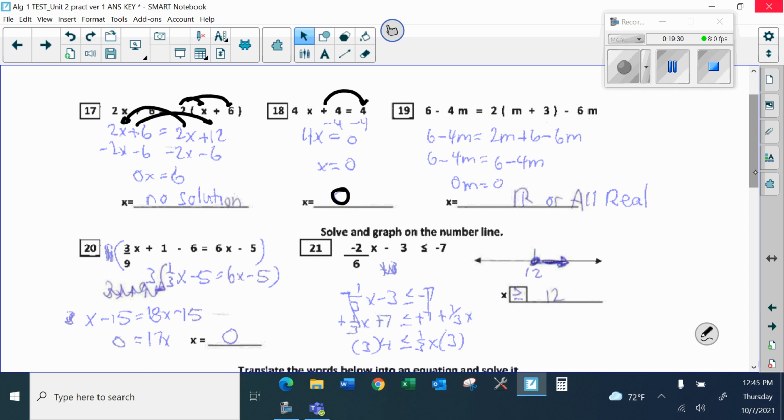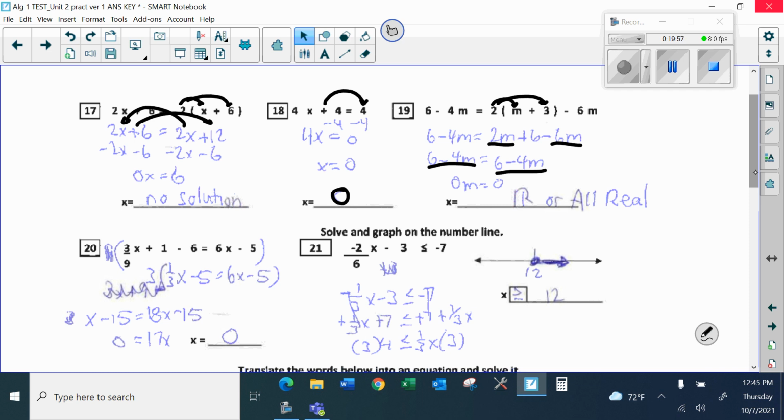19, distributive property, and then combine like terms, 2m plus 6 minus 6m. Now I can combine those like terms. 2m minus 6m is minus 4m and a positive 6. And remember, when you have one positive, one negative, you usually put the positive one first. So 6 minus 4m equals 6 minus 4m. Okay. Whenever you get the exact same thing on both sides, that means every number works.